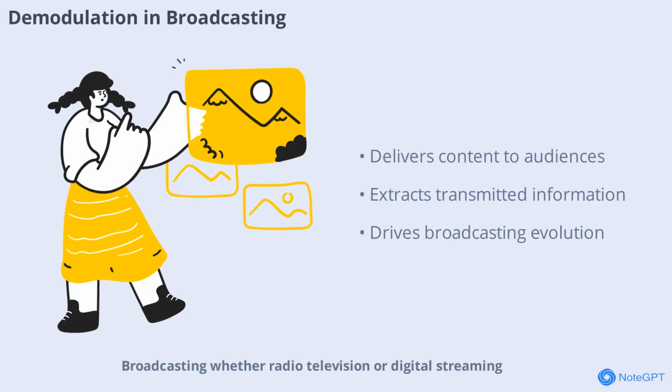Broadcasting, whether radio, television, or digital streaming, relies on demodulation to deliver content to audiences. Demodulators and receivers extract the transmitted information, making it possible for us to access news, entertainment, and educational programs from anywhere in the world. The evolution of broadcasting technology has been driven by advances in demodulation.